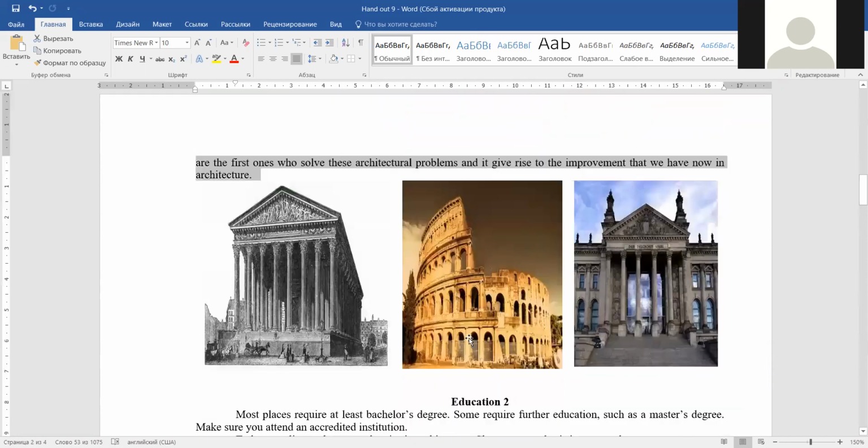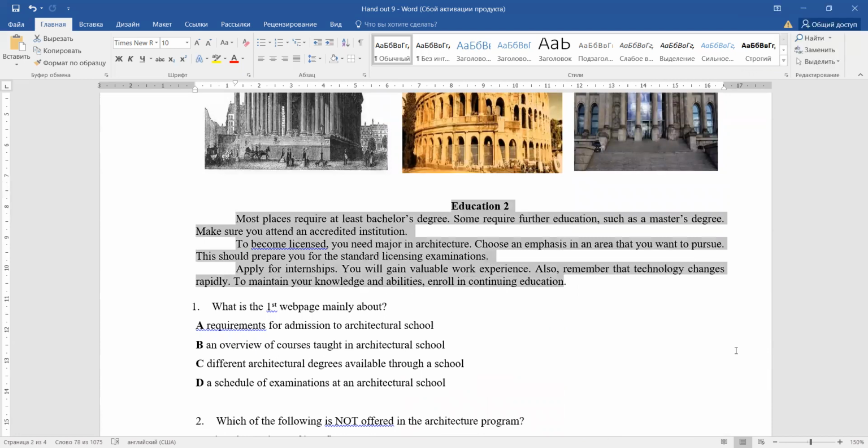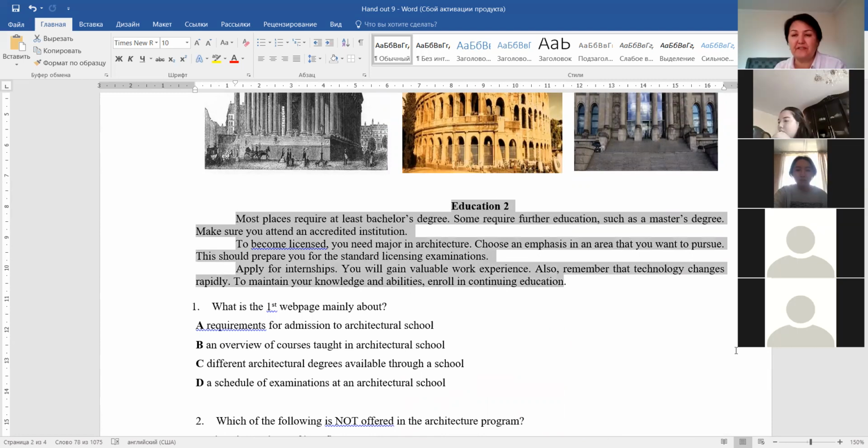Now, after college, what kind of education do you need? We are going to read the second paragraph of the text. Who wants to read it? Who reads the second paragraph of the text? Please, I listen to you.